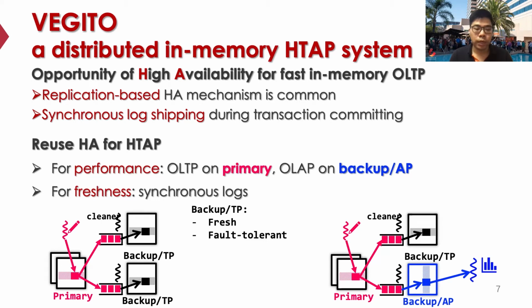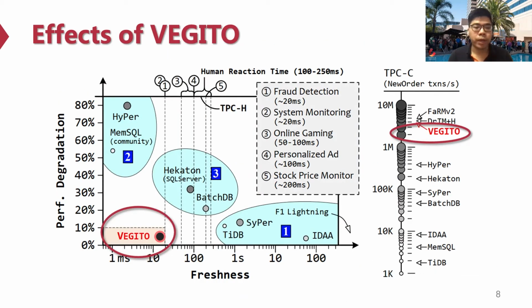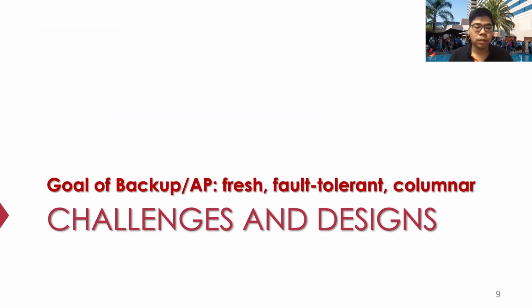Vegito reuses HA for HTAP. Briefly, it can execute OLTP on primary as before and transfer one of the backups to a backup for AP, which can execute queries. Vegito provides a fresh, fault-tolerant, and columnar backup for AP. Vegito can achieve a better performance-freshness trade-off under millions of transactions per second. To provide the freshness, fault-tolerant, and columnar backup AP, we face some challenges. Next, I will introduce the challenges and our designs.